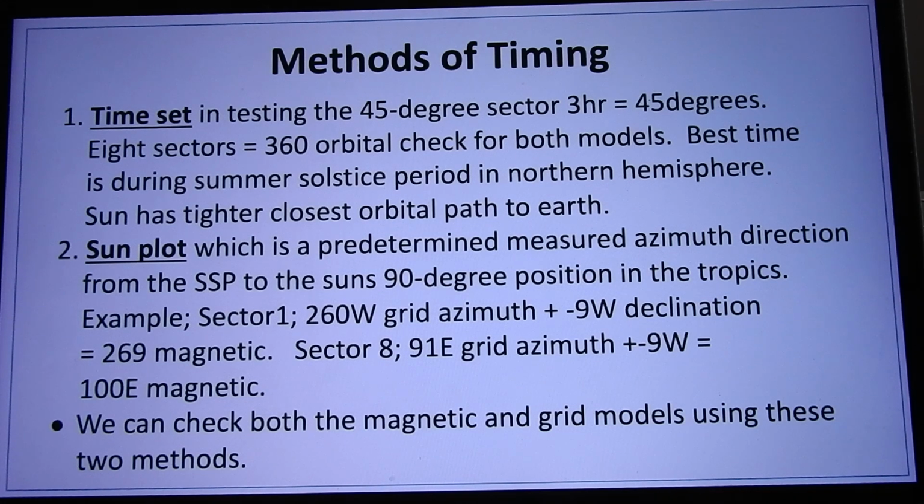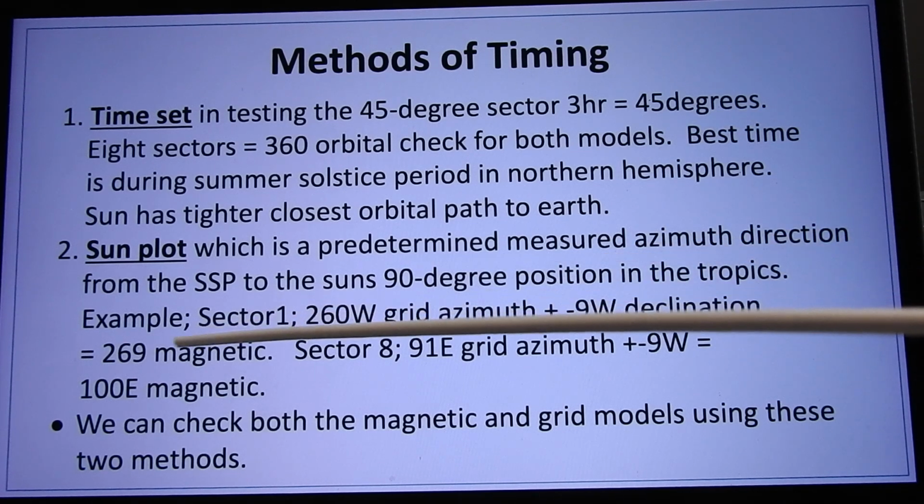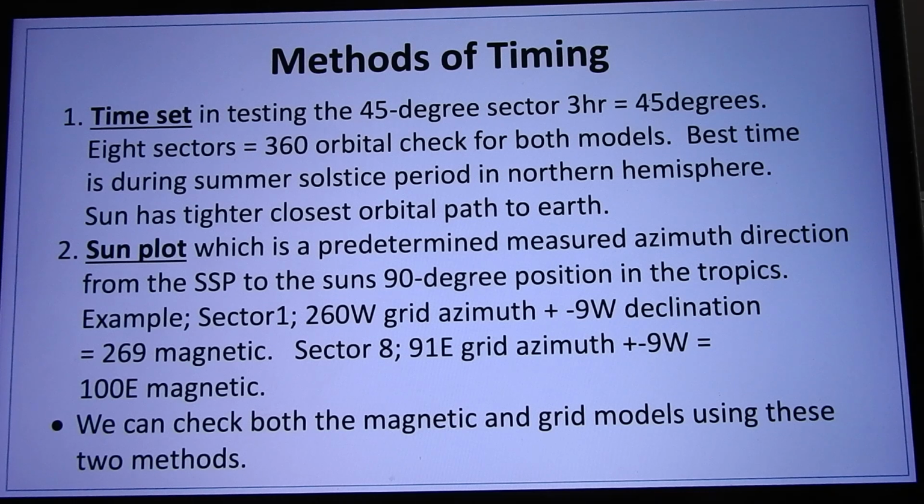Example, if you're doing this during the summer solstice up in the northern hemisphere, sector 1, that westerly, you get a grid measured azimuth for 45 degree distance between you and the sun, which would be 260 degrees on a map. We're talking map, which is grid azimuth on a digital map, 260 degree westerly. Then we have to add our 9 degree for our location in North Carolina. We add a 9 degree westerly declination which would equal a 260 degree magnetic.